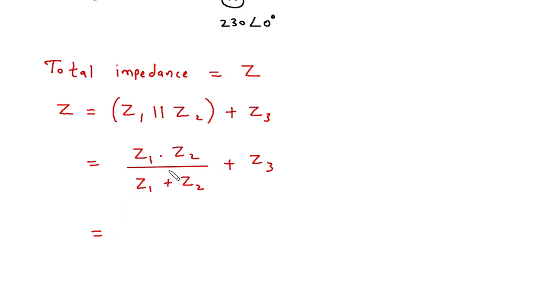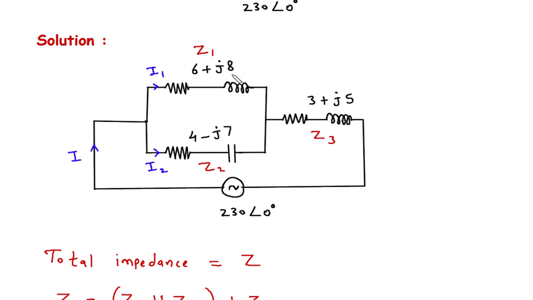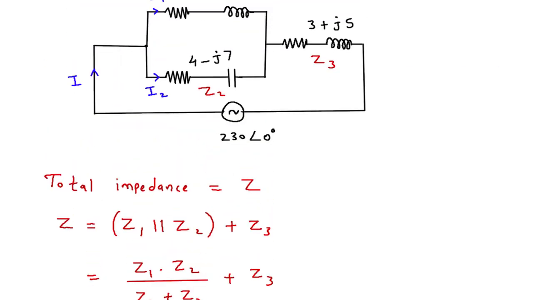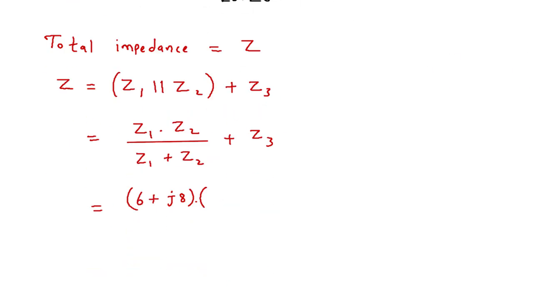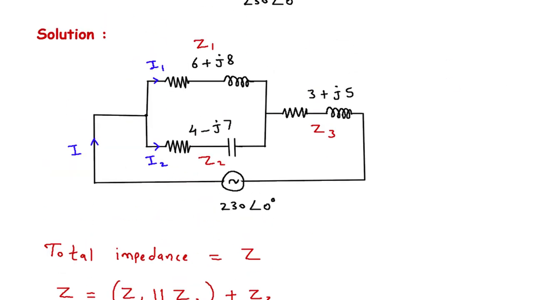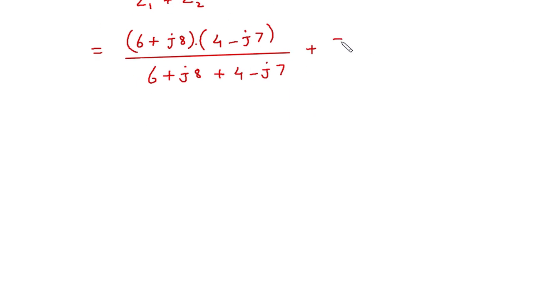Now here we will substitute all the values. The value of Z1 is 6 plus j8, in one bracket, and in another bracket the value of Z2 is 4 minus j7, divided by 6 plus j8 plus the value of Z2, which is again 4 minus j7, plus the value of Z3. The value of Z3 is 3 plus j5. Now if we solve this, first of all we will solve the numerator.